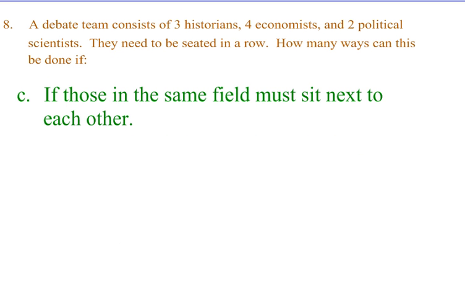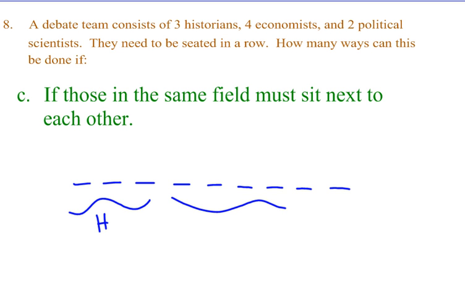The last one says then, if those in the same field must sit next to each other. So again, let's draw out our 9 spaces. It doesn't matter who goes first, and so we're just going to start with the historians because they're listed first. So my 3 historians are going to sit right here, and then next I have 4 economists, so we'll put them here. And then lastly I have the 2 political science. So of my 3 historians, for this spot right here, how many choices do I have? I have 3, right? And then for this spot I have 2, this spot I have 1. So hopefully you see that that's 3 factorial.